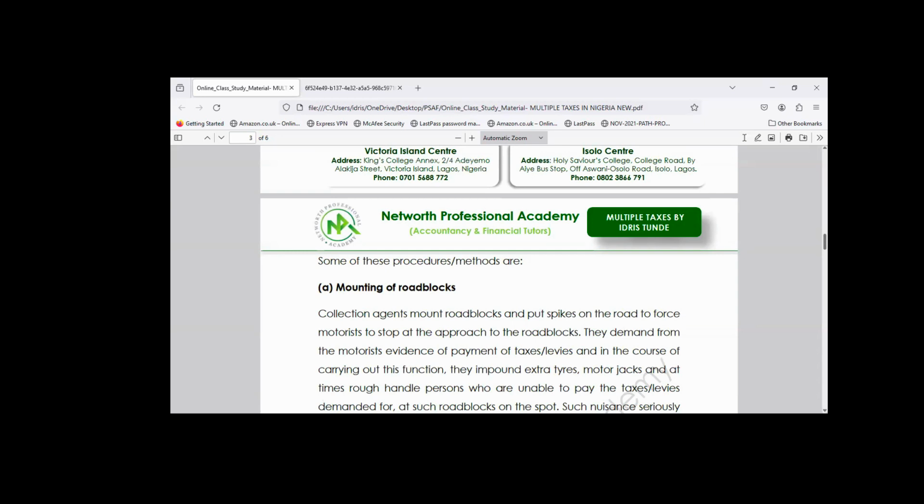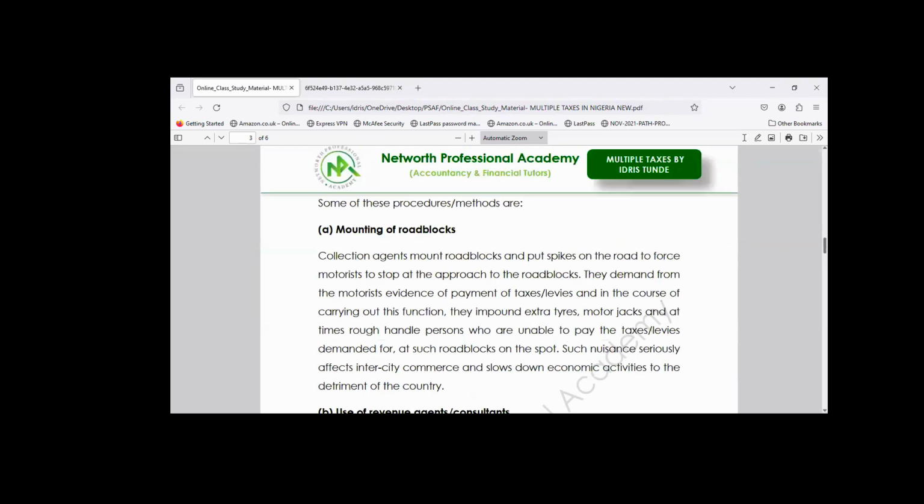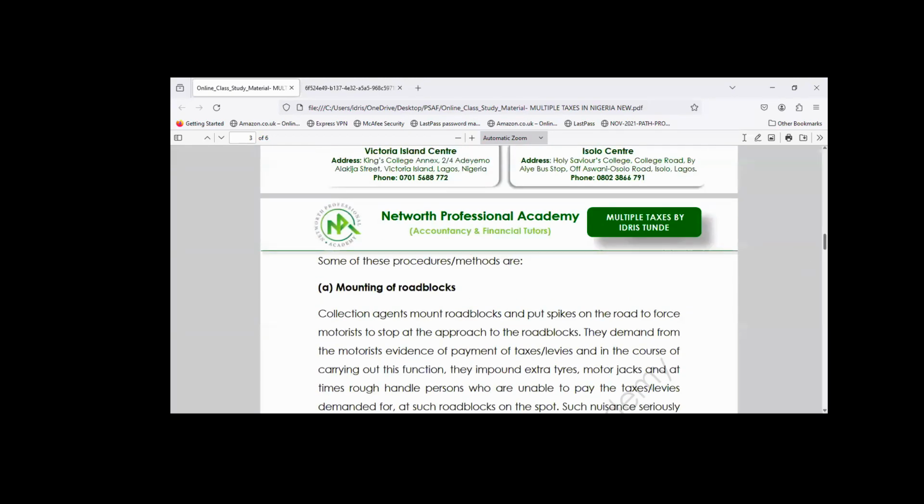When they mount a roadblock, they will stop your bus. If your bus is commercial or you are using it for your business, they will check your documents and look at the types of taxes you have paid. At that point, they will tell you that you have not paid some tax. So mounting of roadblock is one of the means of collecting multiple taxes.